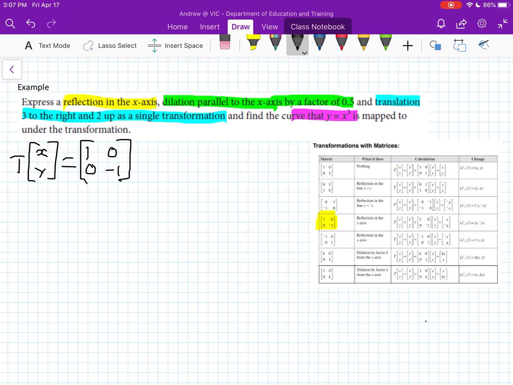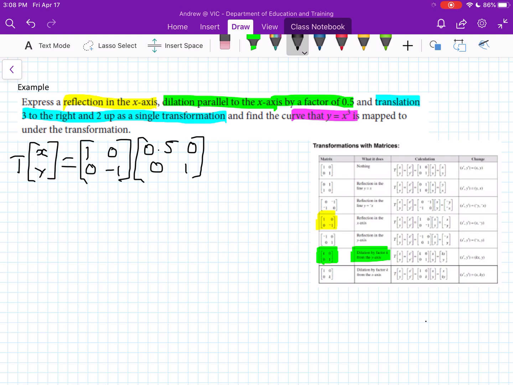Our next one is the dilation parallel to the x-axis. This one is a little bit harder to understand, and it's just looking at the language specifically. Dilation parallel to the x-axis is actually this one down the bottom, where it's dilation by factor k from the y-axis. They can change the language a bit in these questions, but from the y-axis is parallel to the x-axis, so that's something to look out for. That's this one here, and 0.5 is the k value, so we sub that in.